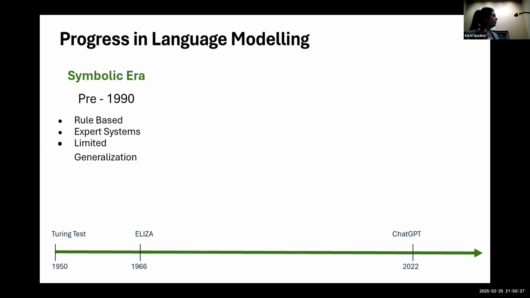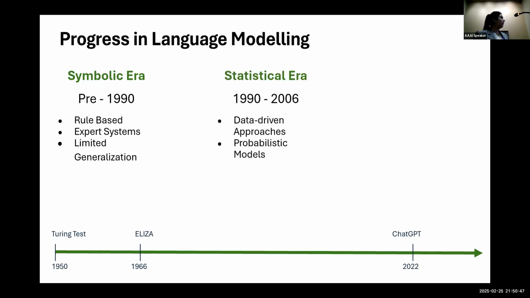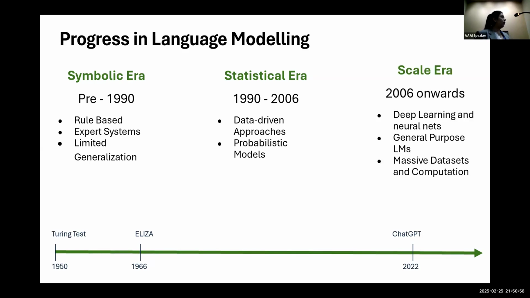So the first of the models, the symbolic era, before 1990, where we worked with rule-based modeling and expert systems, which have limited generalization. Then the statistical era, 1990 to 2006, where we worked on data-driven approaches and probabilistic models. Now we are in the scale era with lots of data, large language models, deep learning, and all these models which have massive computation power.